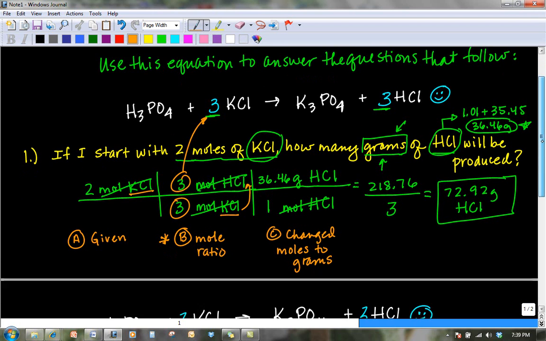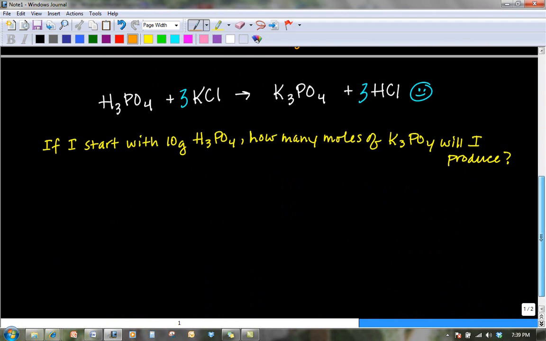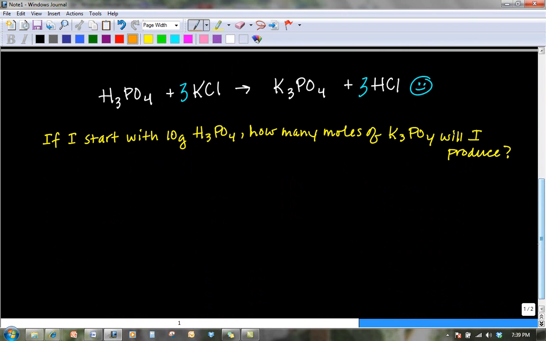Okay, I have another problem down here. Let's look at this one. Again, I have the same equation, but I just have a different question. If I start with 10 grams of hydrogen phosphate, how many moles of potassium phosphate will I produce? So right away, I see that we have grams of H3PO4 is what's given to us.